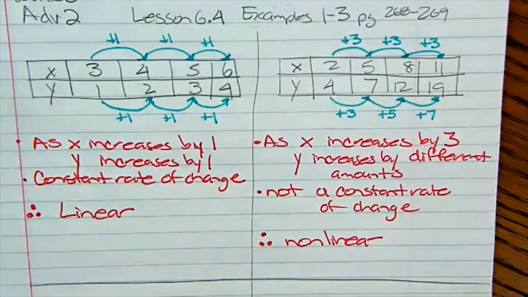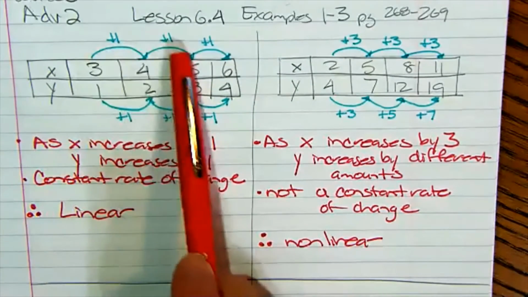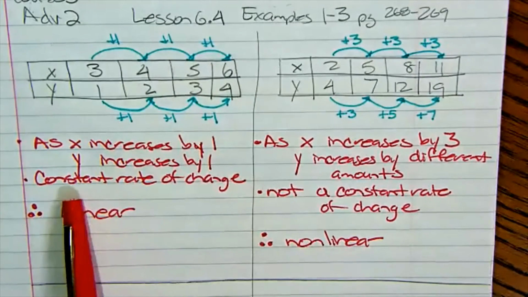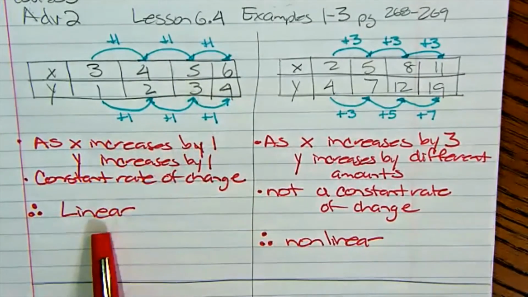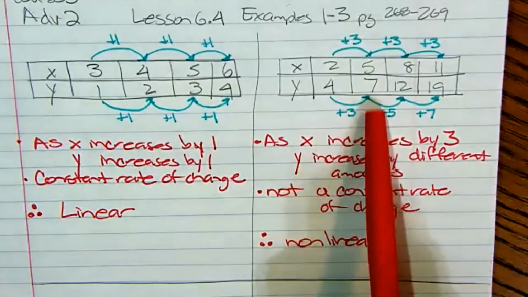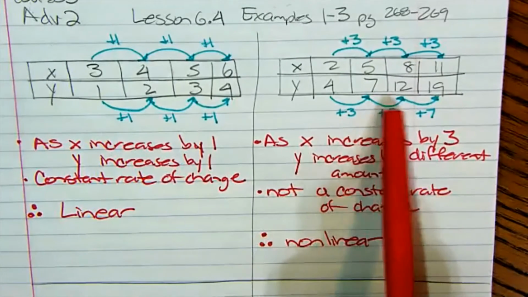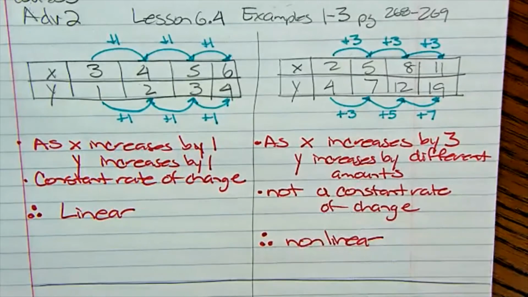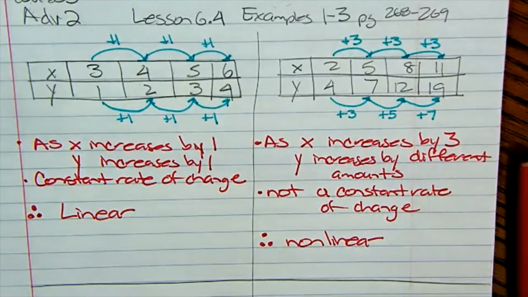Okay. So this is review for tables. If it has a constant pattern, well, then it has a constant rate of change. It's linear. If the pattern is not constant, then it does not have a constant rate of change, and it is nonlinear.